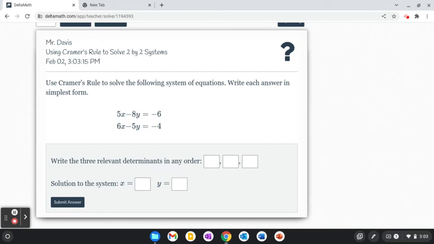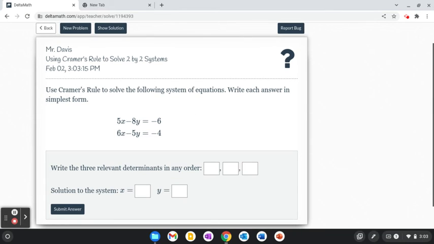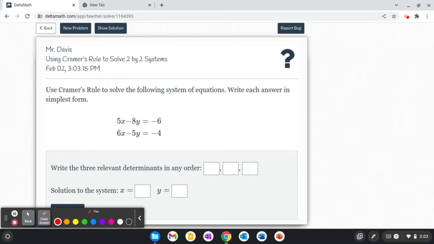So the main thing with Cramer's rule is we're trying to solve for x and y. To solve for x, we're going to get what we call d sub x, and we're going to over d, and y is d sub y over d. So what we need to do is find these three determinants. We'll start with just d. D is going to be the determinant of these four coefficients. So 5, 6, -8, and -5.